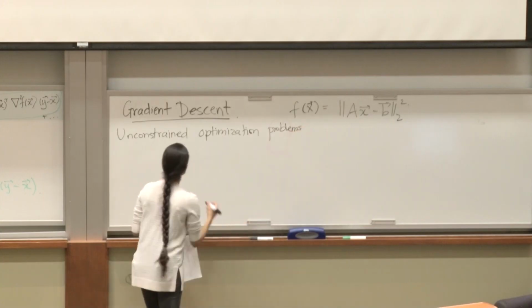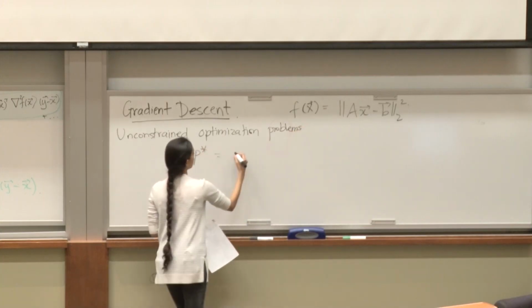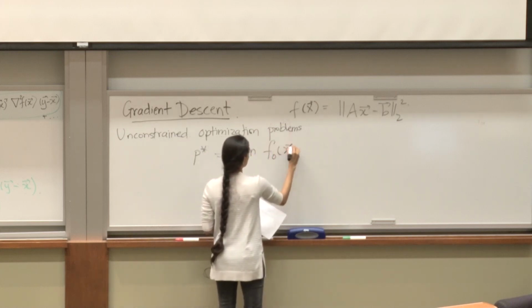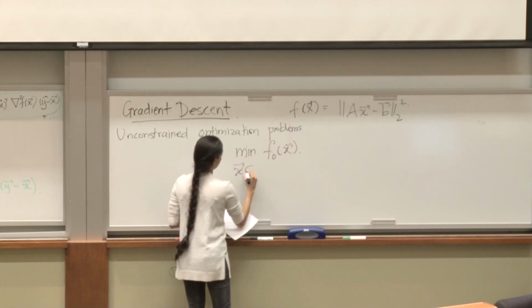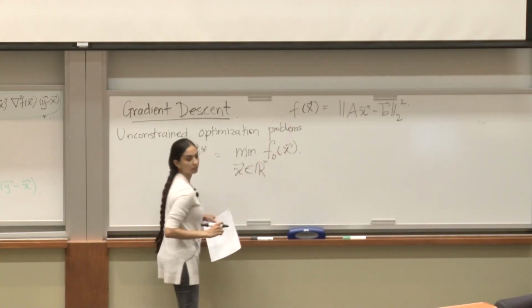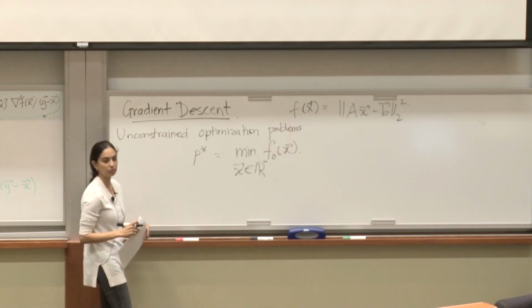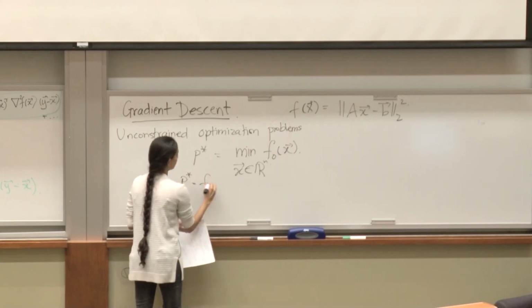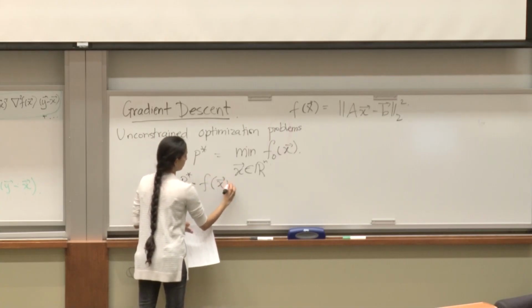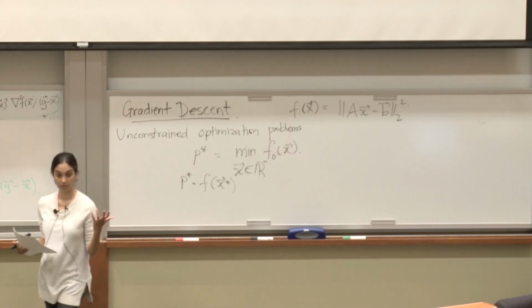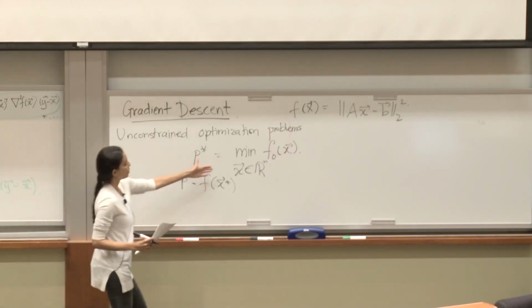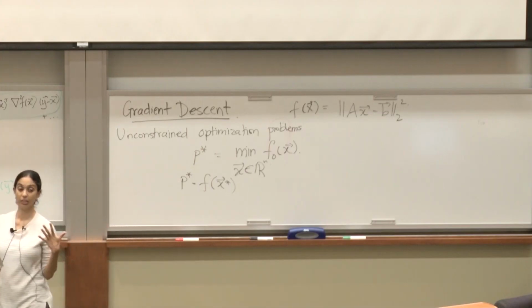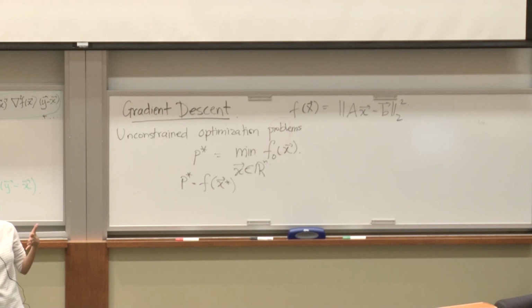So in general, a problem of the following form, where I have some p star is the min of some f naught of x over all x belonging to R^n, right? And I want to find this p star, and maybe I also want to find the argmin, so p star is equal to f of some x star. I want to find p star and x star. And by unconstrained, I mean that my search space is all of R^n. I don't really have any constraints. I'm not saying that you can only look in this hyperplane or something like that.